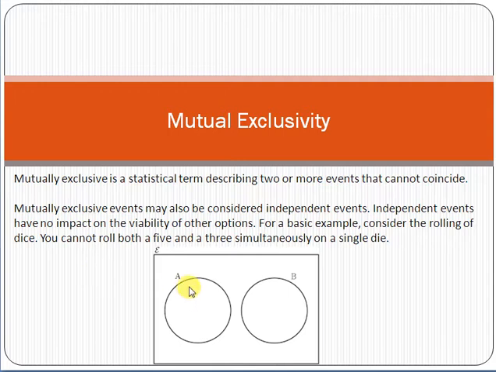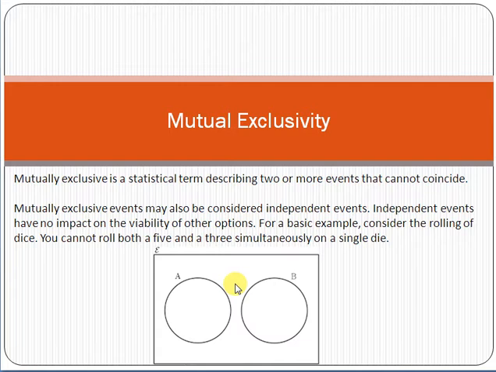There are basically two events, and there are two figures. Just consider these figures as events. You can see this is one event, and this is another event. However, you can see that these two events are independent and there is no dependency of event A on event B. So mutual exclusivity is a statistical term describing two or more events that cannot coincide. See, they are not coinciding. Coinciding means that they are dependent or linked with each other. So that is why it is called mutual exclusivity.